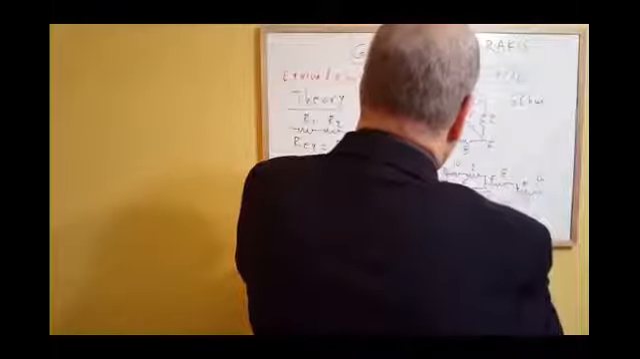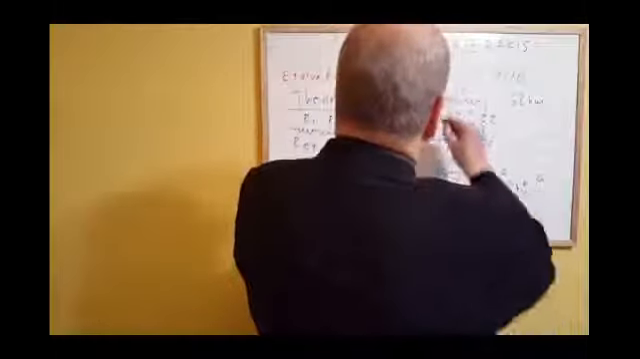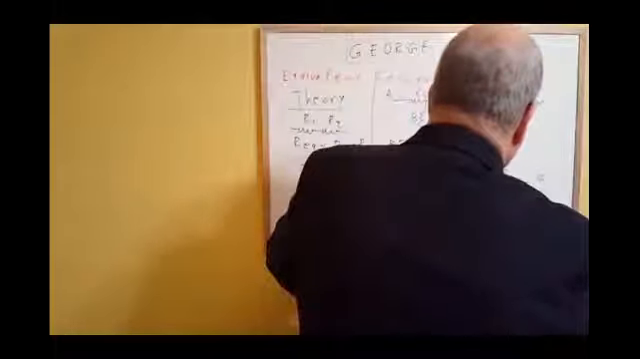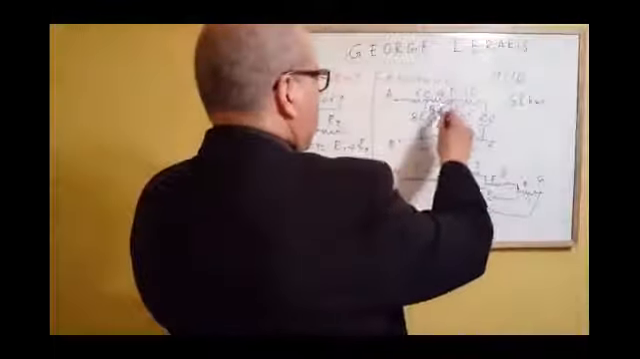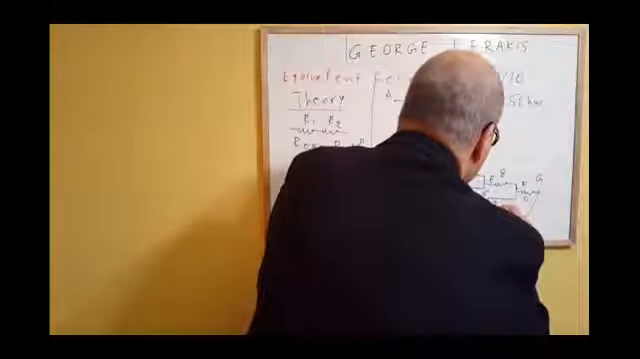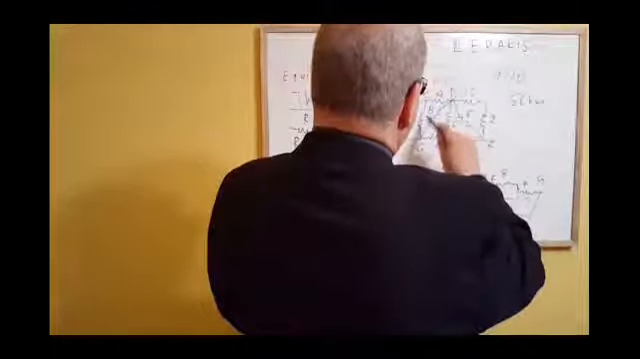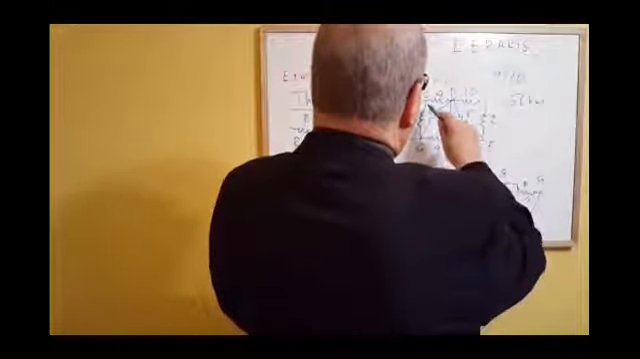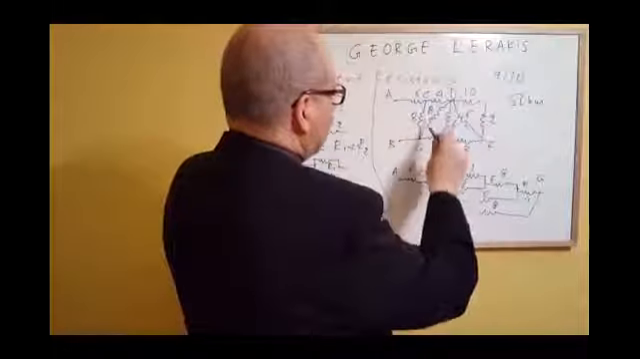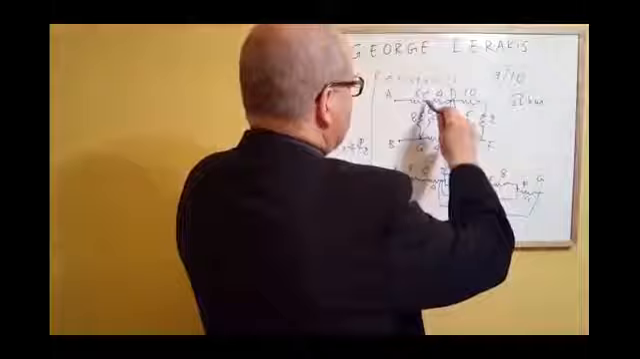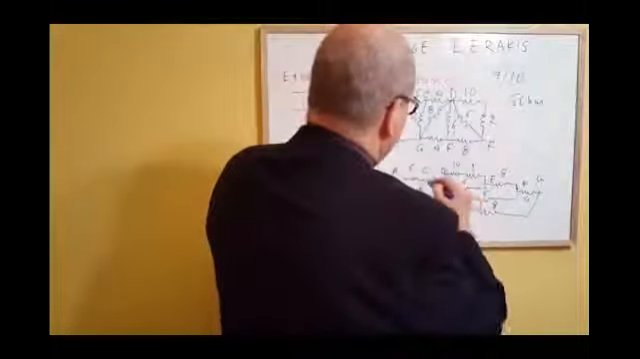these are in parallel with the 8, so this here is 8, and now C and G include all this combination here, which is in parallel with the other 8, which is this here.